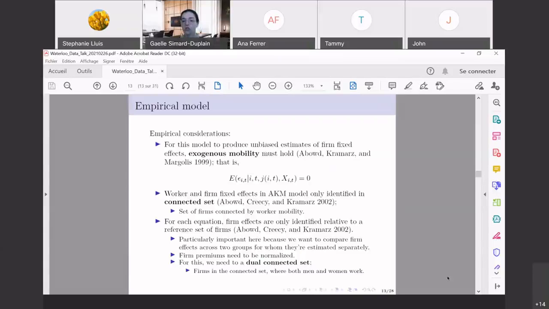So we're going to use what we call the dual connected set, right? It's the firms that are in the connected set that have both men and women working at them. So we're also going to get rid of firms where only men or only women work.